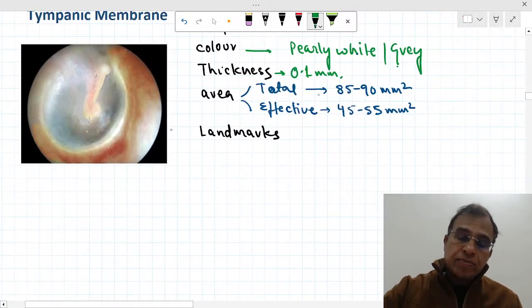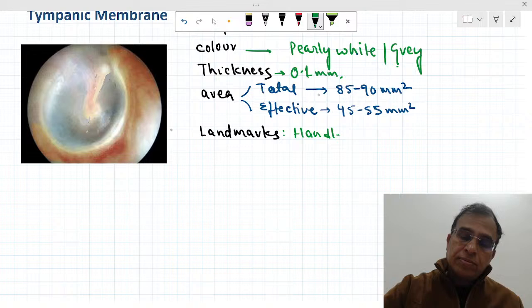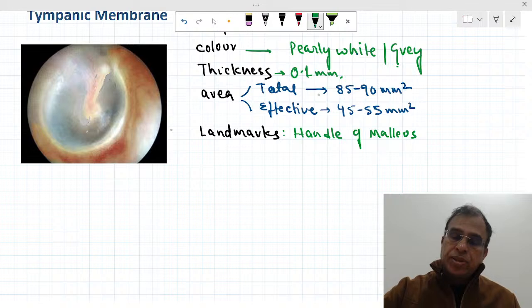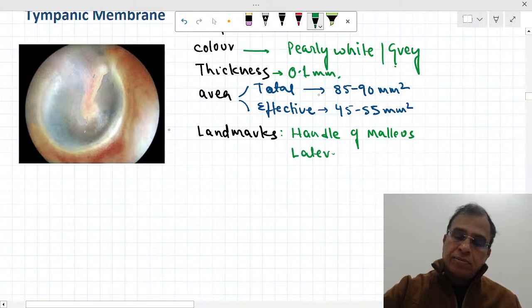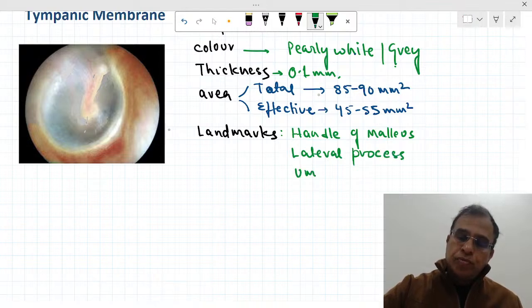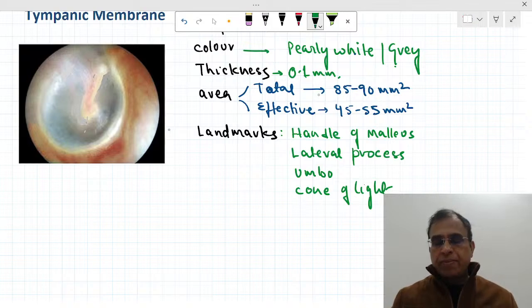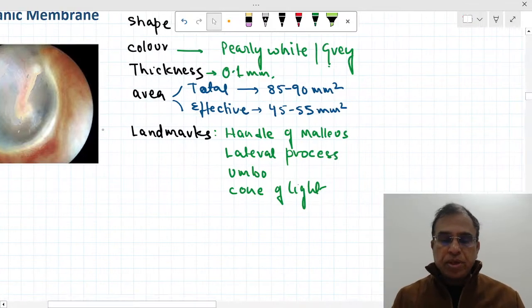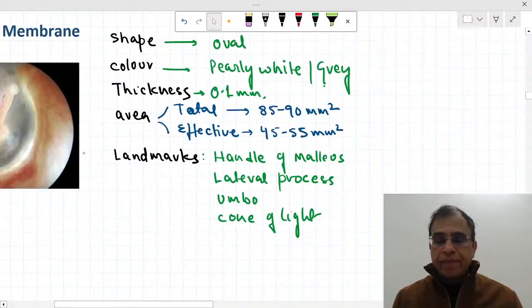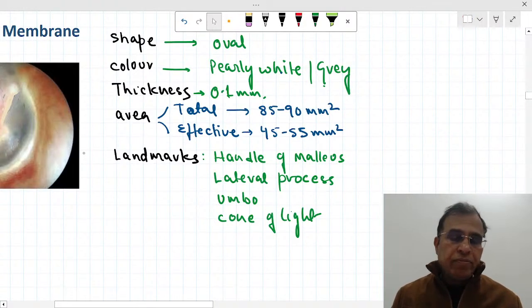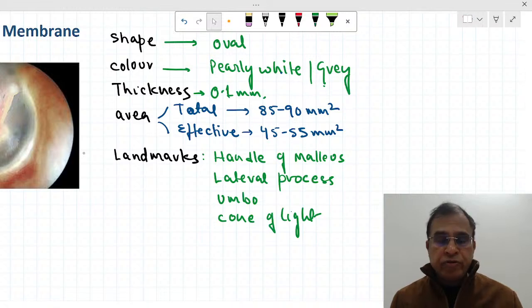And then the landmarks. There are 4 landmarks. One is called handle of Malleus. Then there is lateral process. There is something called umbo, and there is cone of light. I'll show you all these names, but just remember as of now. So these are the regular points about the tympanic membrane, which are not very important, but if you can remember, it's going to serve you well.